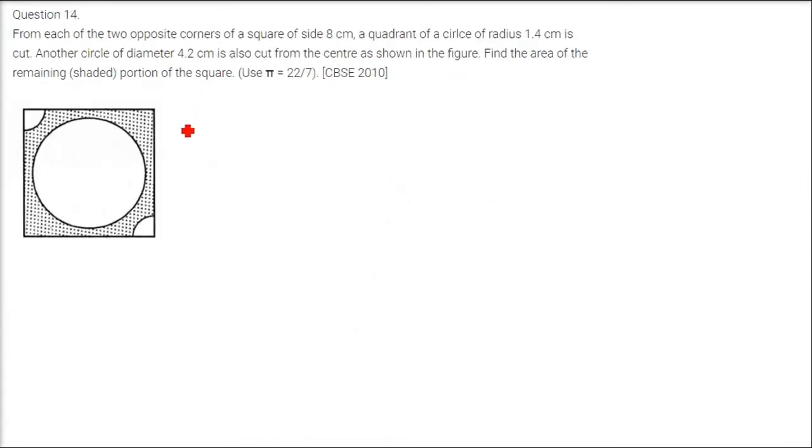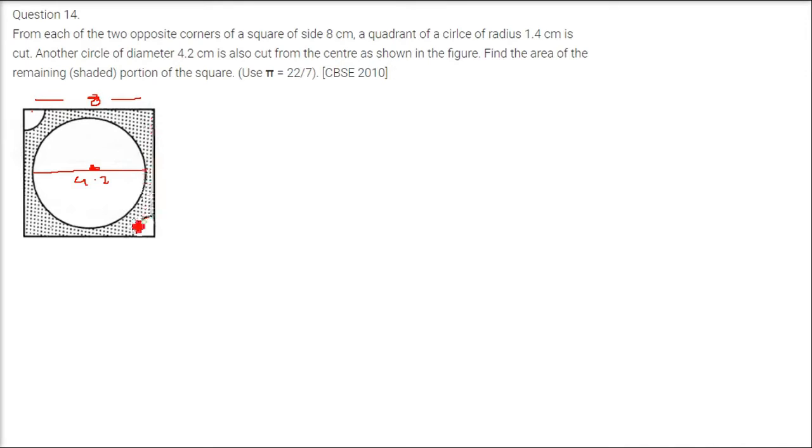From each of the two opposite sides, these corners of a square of side 8 centimeters. So the square is of 8 centimeters. A quadrant of a circle of radius, so there are two quadrants of radius 1.4 centimeters cut. Another circle of diameter 4.2, so this is a circle inside which has a diameter of 4.2, is also cut from the center. Find the area of the remaining or shaded portion.